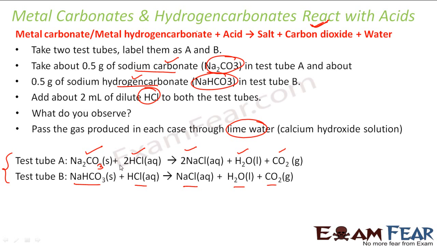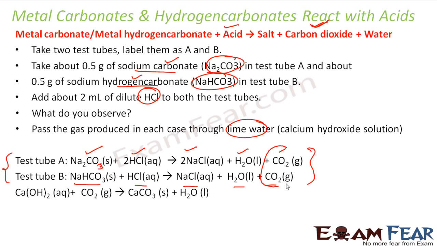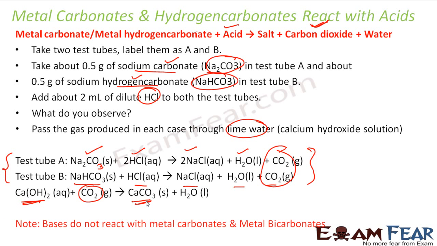With balancing, we have found that sodium carbonate needs 2 HCl to give NaCl, water and carbon dioxide, and sodium hydrogen carbonate needs 1 HCl. So we concluded that any metal carbonate or metal hydrogen carbonate reacts with acid to give salt, carbon dioxide and water. When this carbon dioxide is passed through lime water, it becomes CaCO3, and that is milky.